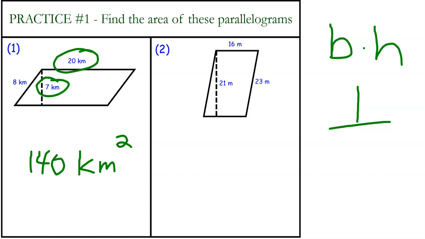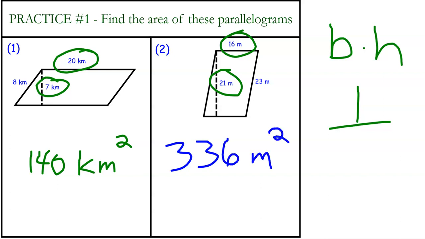In number 2, we're looking for 16 times 21. And 16 times 21 gives us 336 square meters. Again, our units are squared because we have 16 meters times 21 meters. So those are the areas of those two parallelograms.